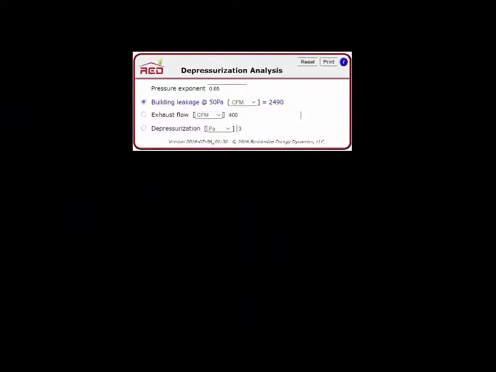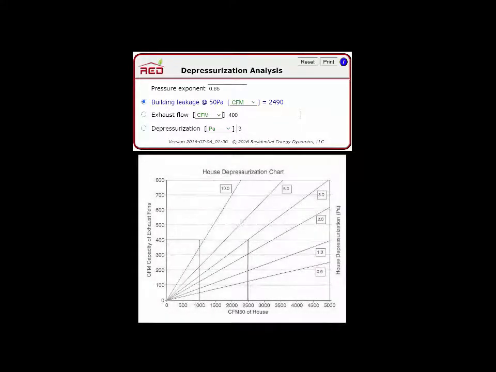Let's take a look at the depressurization analysis tool. It's a simple but powerful little tool. Some of you might have seen this chart. This particular tool calculates this chart accurately. The tool solves for building leakage at 50 pascals. We often call this CFM50. This is also sometimes referred to as the depressurization tightness limit, or the DTL.